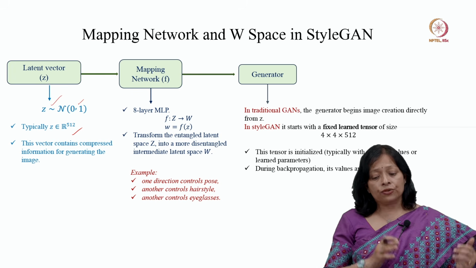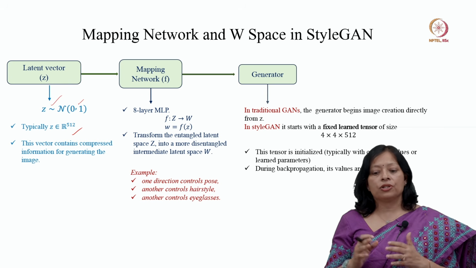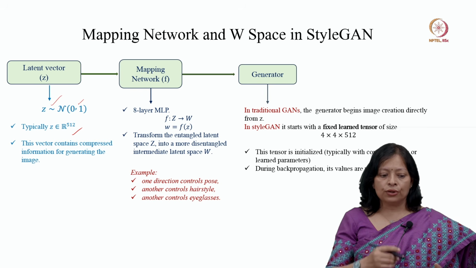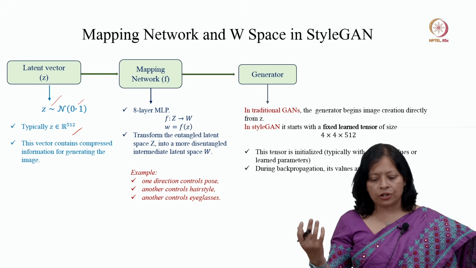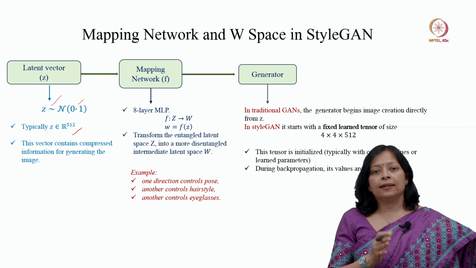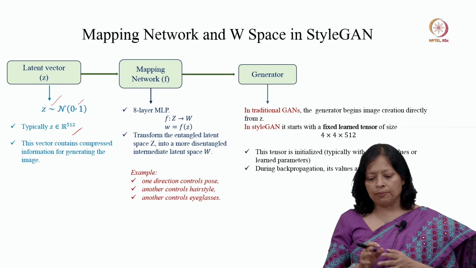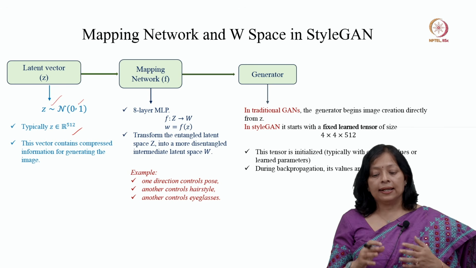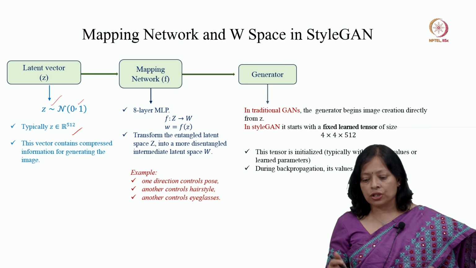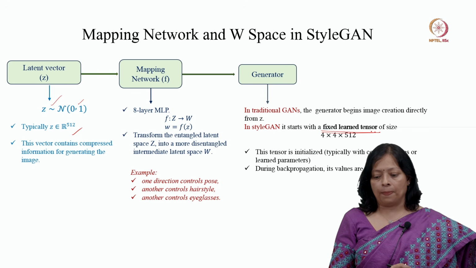Now, in traditional GANs, the generator directly begins the image creation from Z, we all know. So, in a traditional GAN, Z goes directly to the generator and the generator generates the images. In StyleGAN, it is a little different. First of all, Z goes to the mapping network. Secondly, StyleGAN starts the generation with a fixed learned tensor.